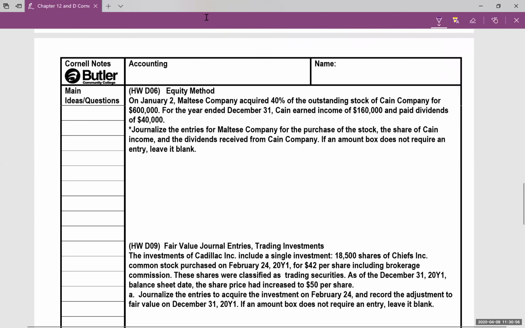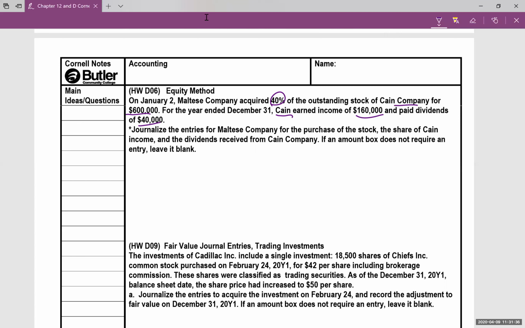Homework D6. On January 2nd, Maltese Company acquired 40% of the outstanding stock of Kane Company, and they paid $600,000 to get that. Kane, the company they purchased stock in, earned an income of $160,000 and paid dividends of $40,000. Okay, so now we have to figure out what's going on with Maltese Company, not Kane. Journalize the entries for Maltese Company for the purchase of the stock, the share of the income, and the dividends received.